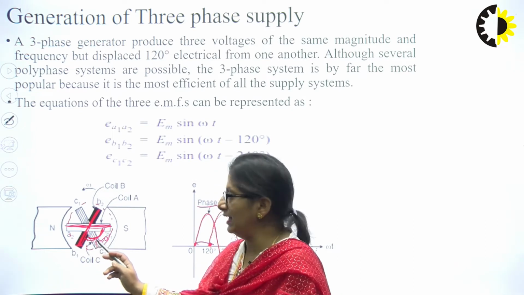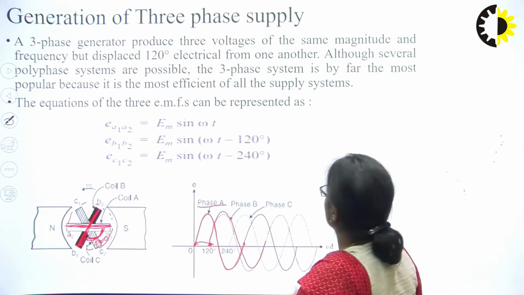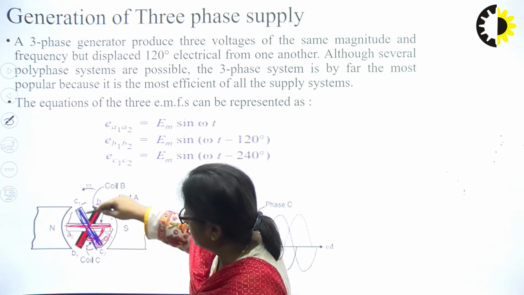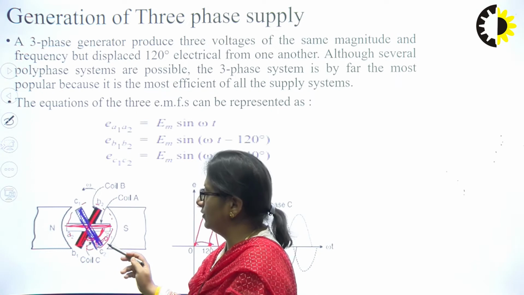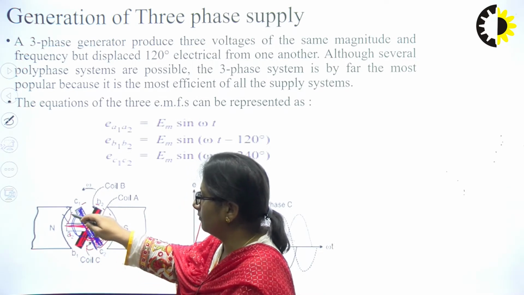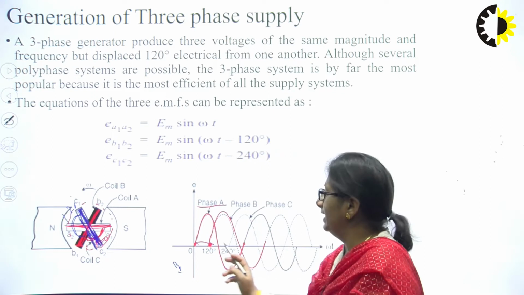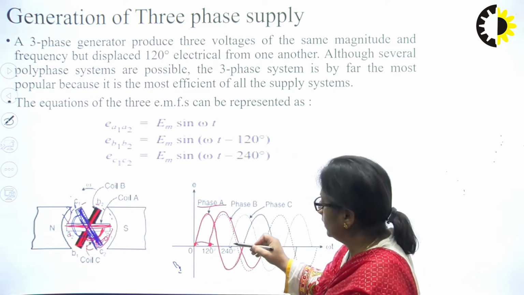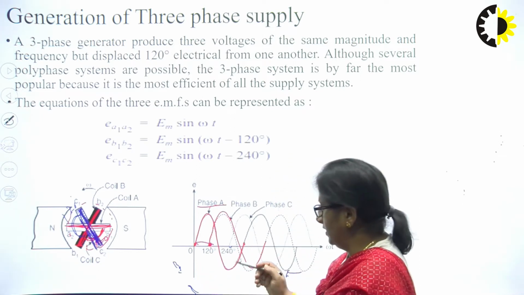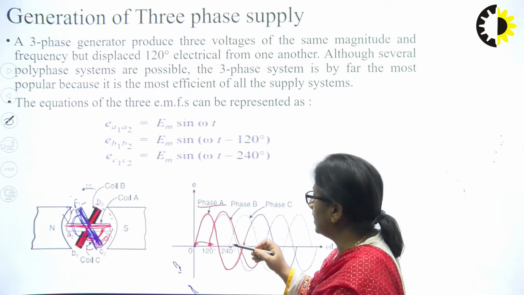Now the third coil, that is the C1, C2 coil. This is the third coil. It is displaced from the second coil by once again 120 degrees. So the EMF induced in the third coil will once again lag the second EMF by 120 degrees. So phase C will start after 120 plus 120. If I take the reference here as R phase or A phase, from here it is 120 plus 120, that is 240. So it will start after 240 degrees.